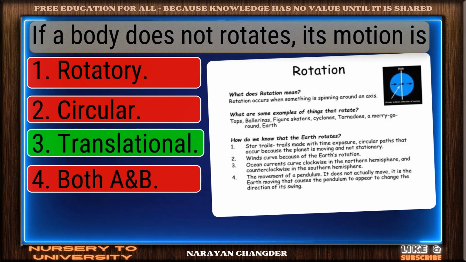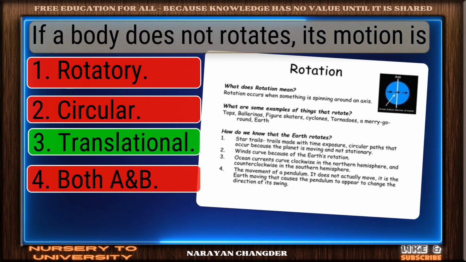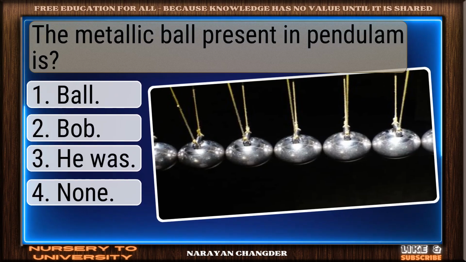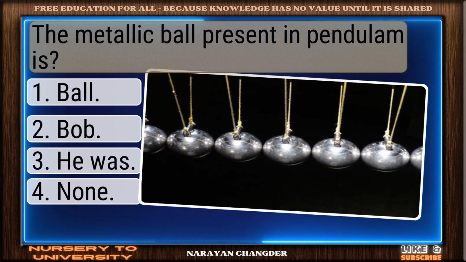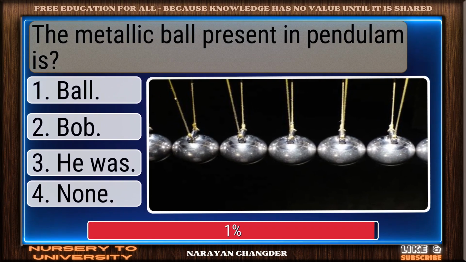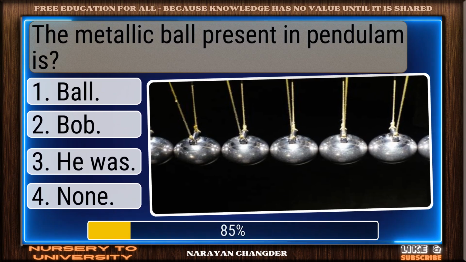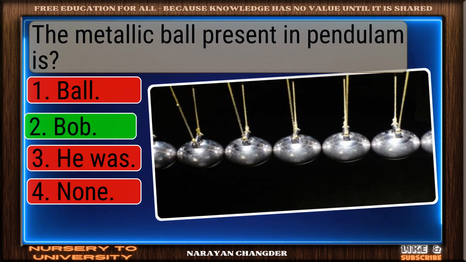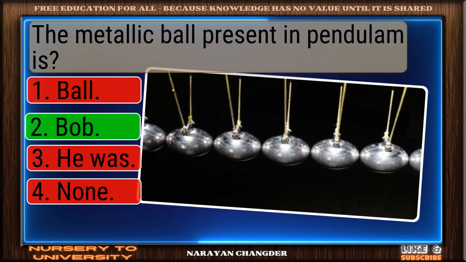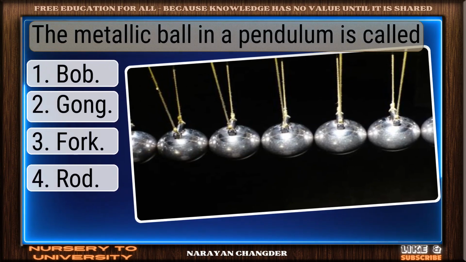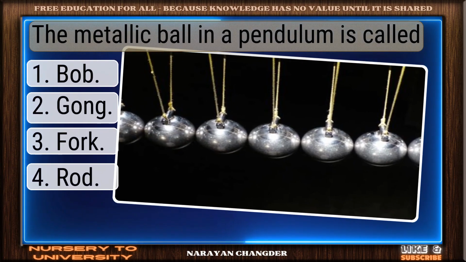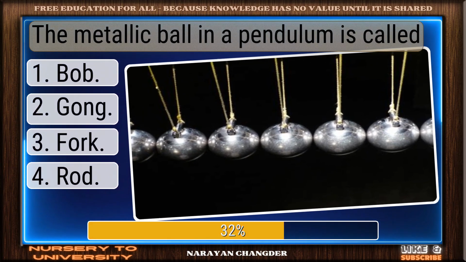Smart pick. Translational is the correct choice. Question number 78. The metallic ball present in pendulum is? Well reasoned. Bob is the correct choice. Question number 79. The metallic ball in a pendulum is called?